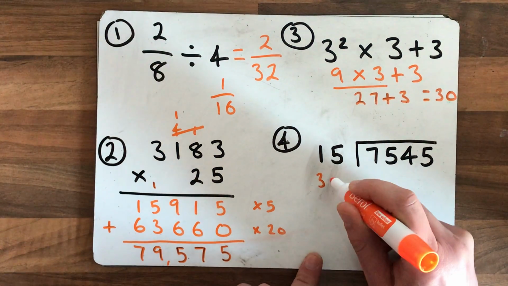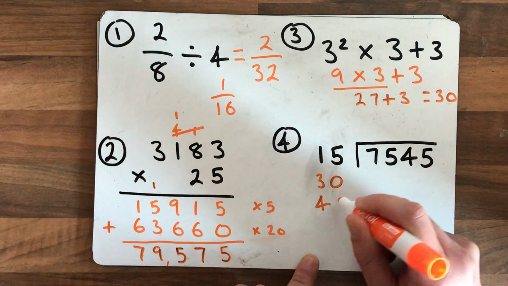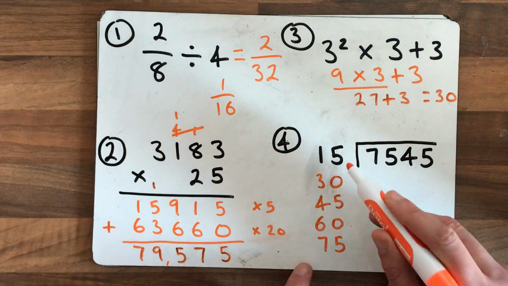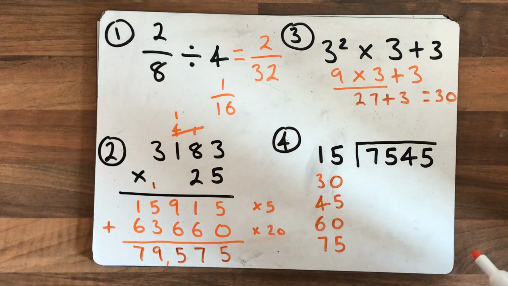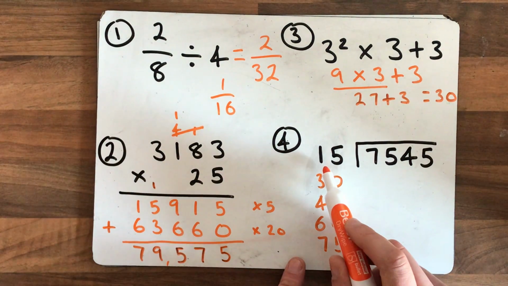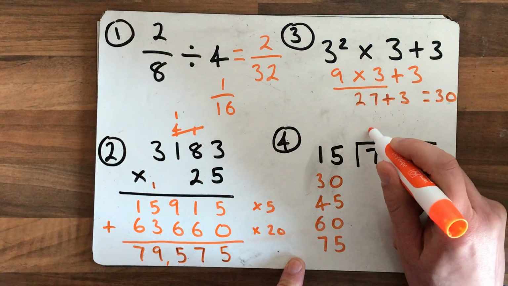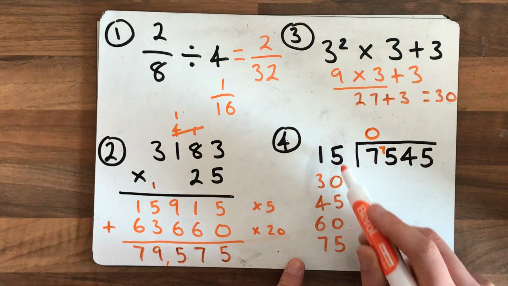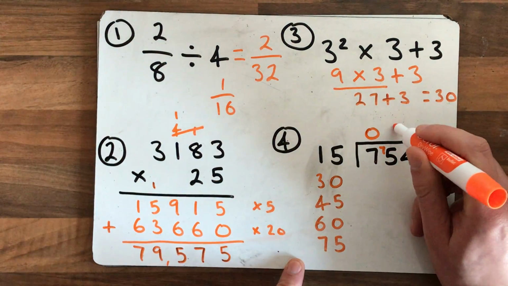So if we were to write out, first of all, our 15 times tables, you can see I've written them out to 5. I don't think we need to go further than that, but we'll see. How many times does 15 go into 7? It doesn't, so the 7 gets carried over. How many times does 15 go into 75? 1, 2, 3, 4, 5 times.